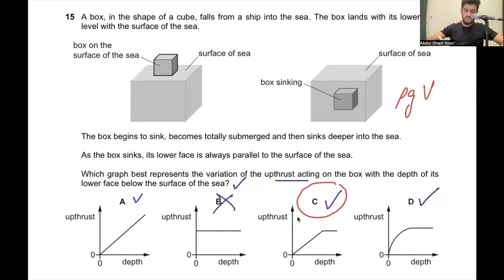It initially increases. As soon as it gets completely submerged, it becomes constant.